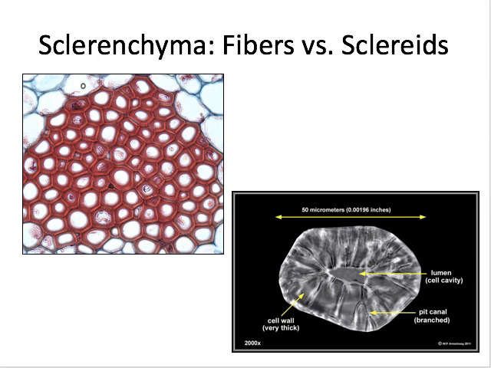Here we can see some fibers versus sclereids. The fibers with those very, very thick secondary cell walls, and the sclereids with those long pit canals that give support to this cell type in very soft tissues such as ripe pear fruits.